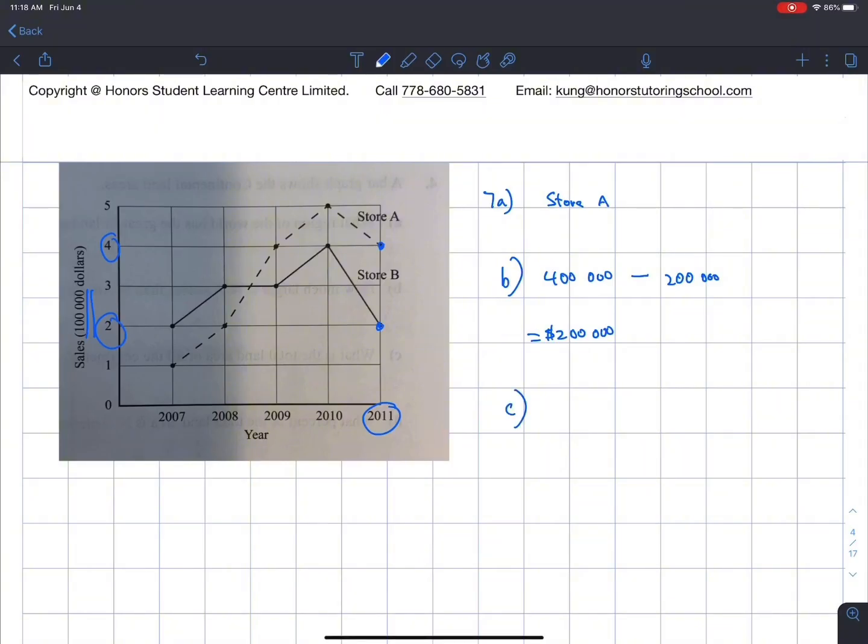Which year did store A outsell store B? Store A outsold store B in 2009, 2010, and 2011.